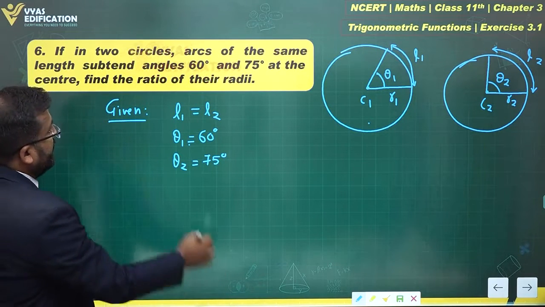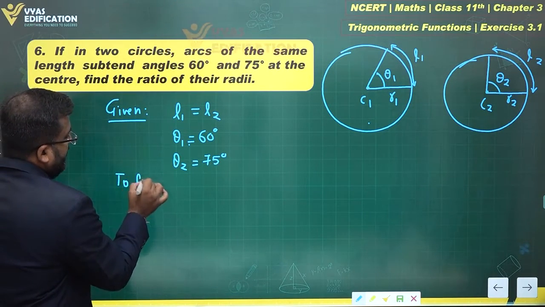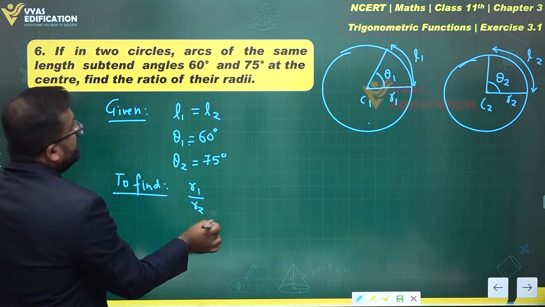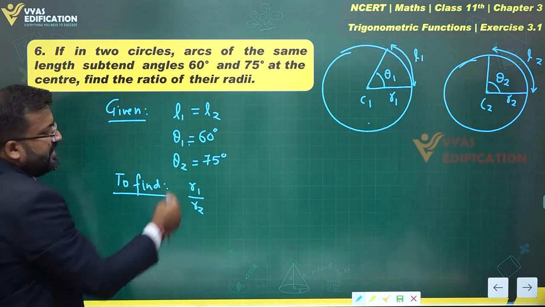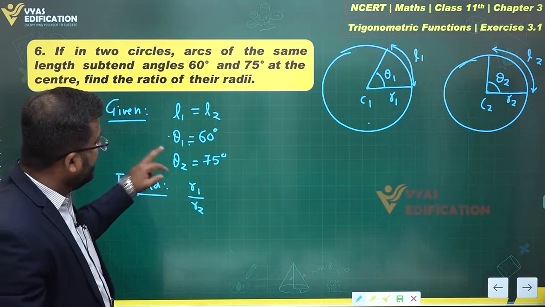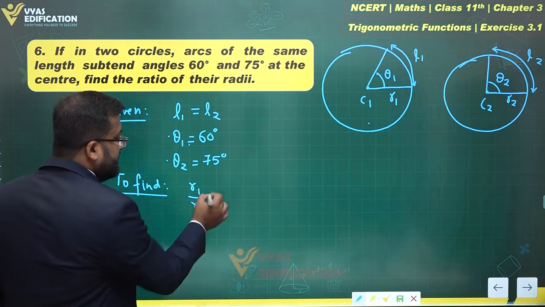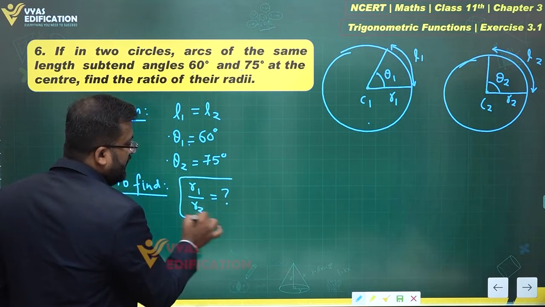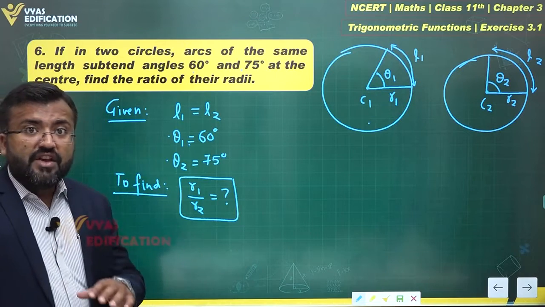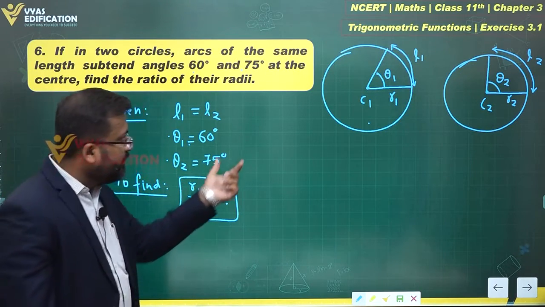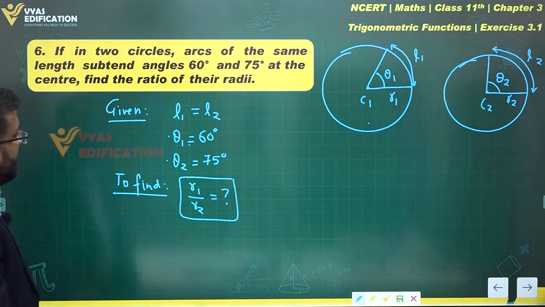Find the ratio of the radii. We're supposed to find the ratio of the radii R1 upon R2. Since it's 60 degrees and 75 degrees, we have considered them in that order. So we'll find the radius corresponding to this versus the radius corresponding to this. This ratio is being asked. R1 upon R2 is being asked, right? Once we write this clearly, we are sure that we will find R1 upon R2 for this diagram. Let's try to do that.